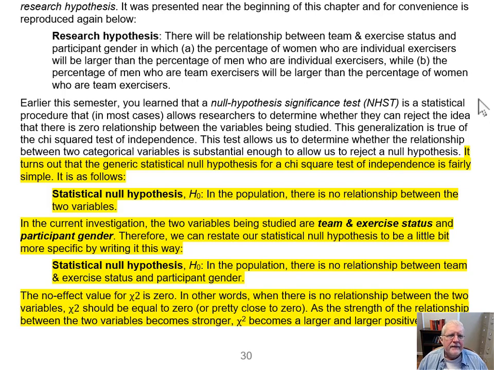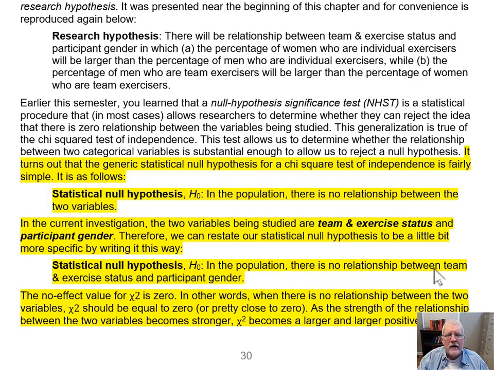It turns out that the generic statistical null hypothesis for a chi-square test of independence is fairly simple. It states the following. In the population, there's no relationship between the two variables. Well, let's get more specific. In our current investigation, the two variables being studied were team and exercise status and participant gender. Therefore, we can restate our statistical null hypothesis to be a little bit more specific by stating it this way. In the population, there's no relationship between team and exercise status and participant gender.